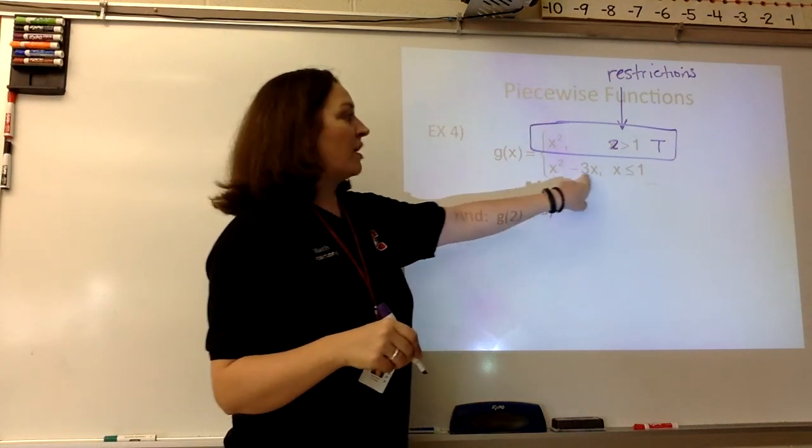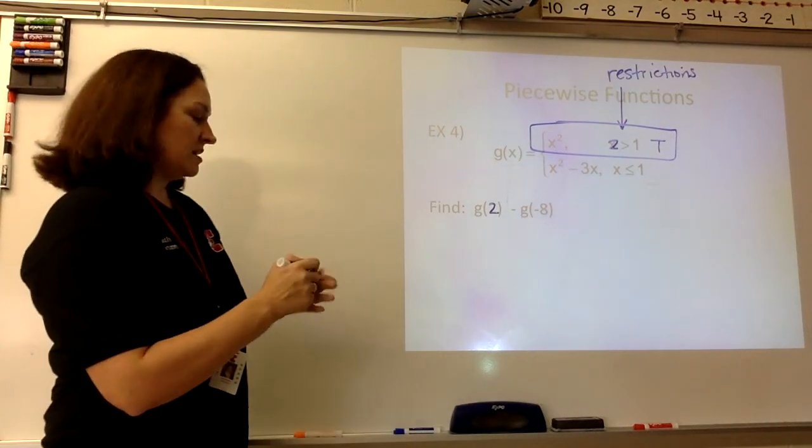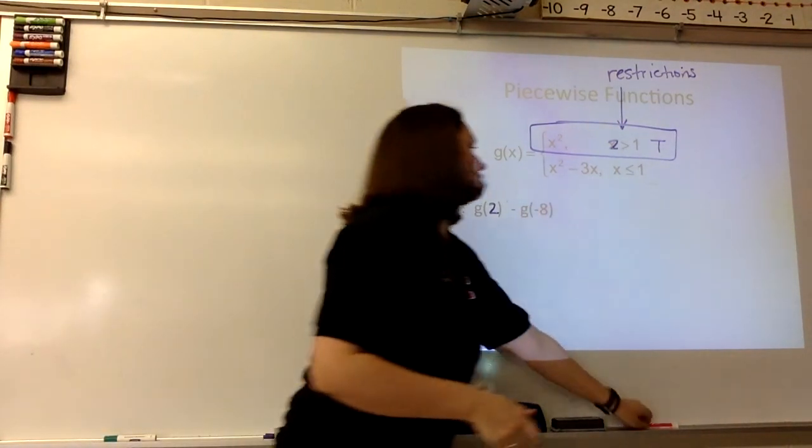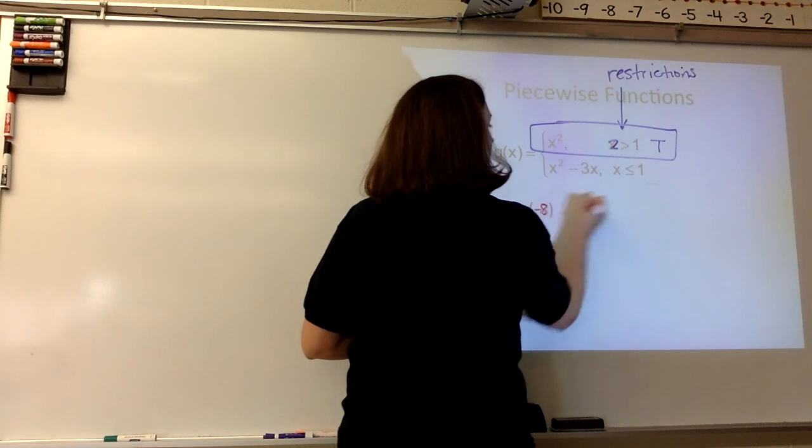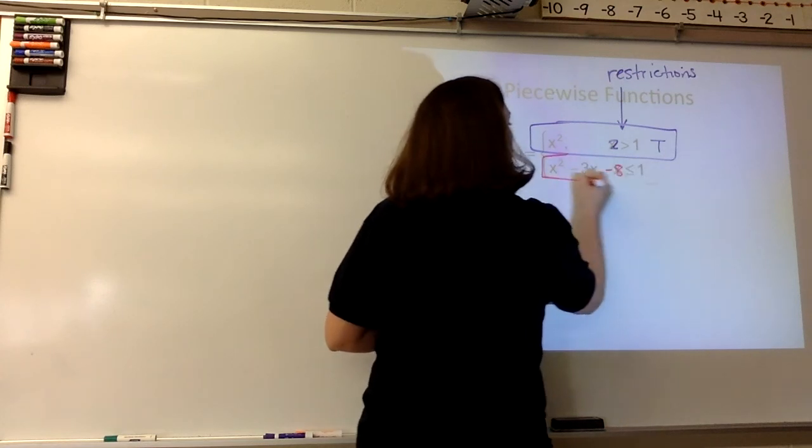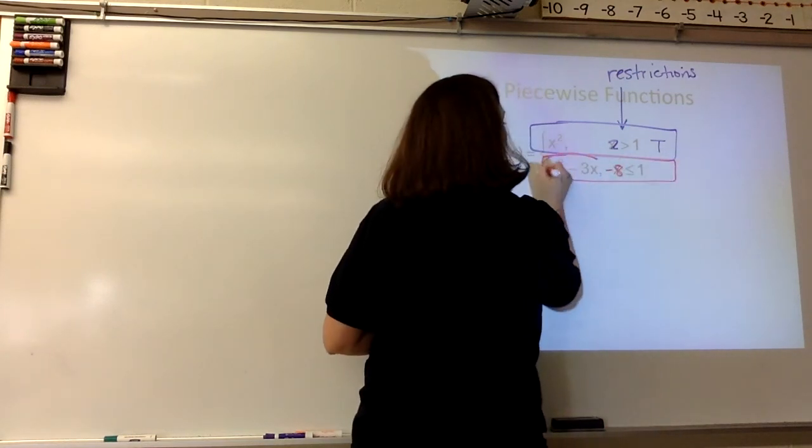Now what about if I wanted to evaluate g of negative 8? Let me switch to red here. Negative 8 obviously is going to make this one true. So I'm going to use this function right here.